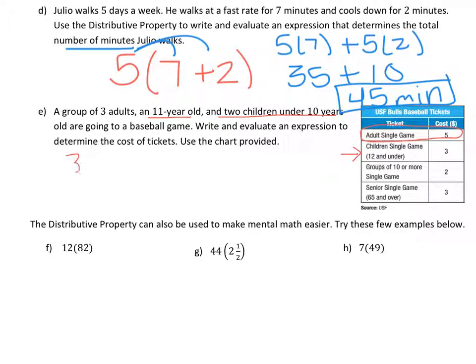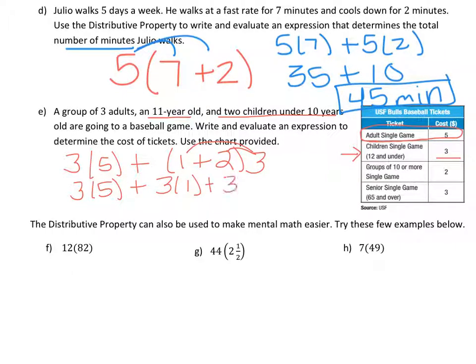First, let's take care of our adults. 3 adults times the $5 plus, we've got an 11-year-old, that's 1 child, plus the 2 other children that are under 10, and that price is $3. So let's go ahead and use our order of operations here. We're going to distribute this 3 first to take care of our parentheses. I'm going to bring down the 3 times 5 plus, and let's distribute. We have 3 times 1 plus 3 times 2.